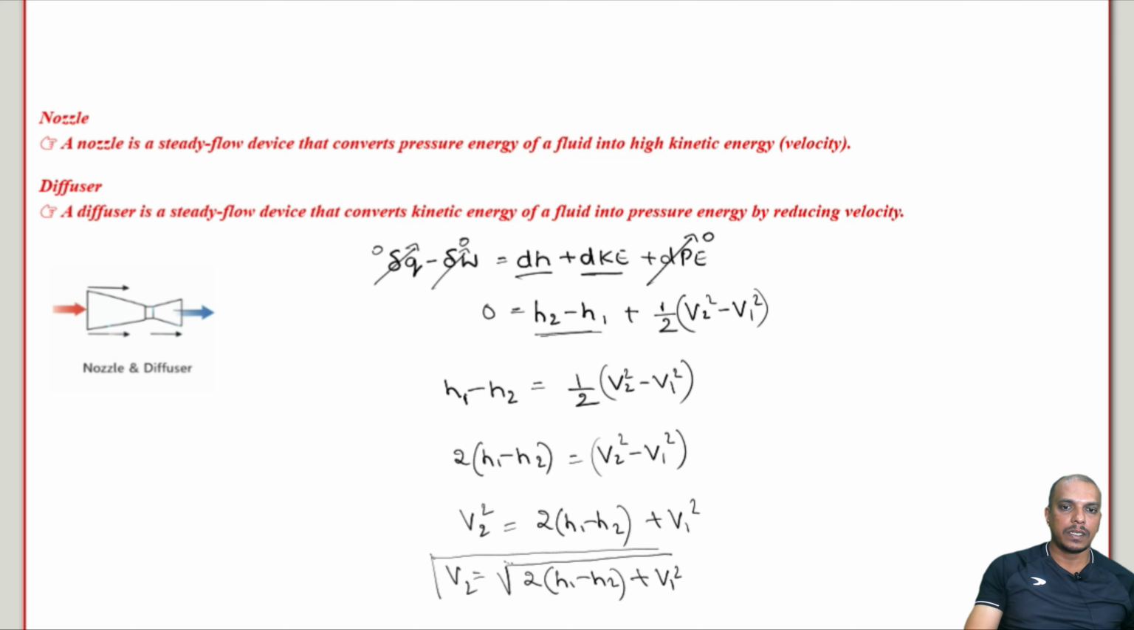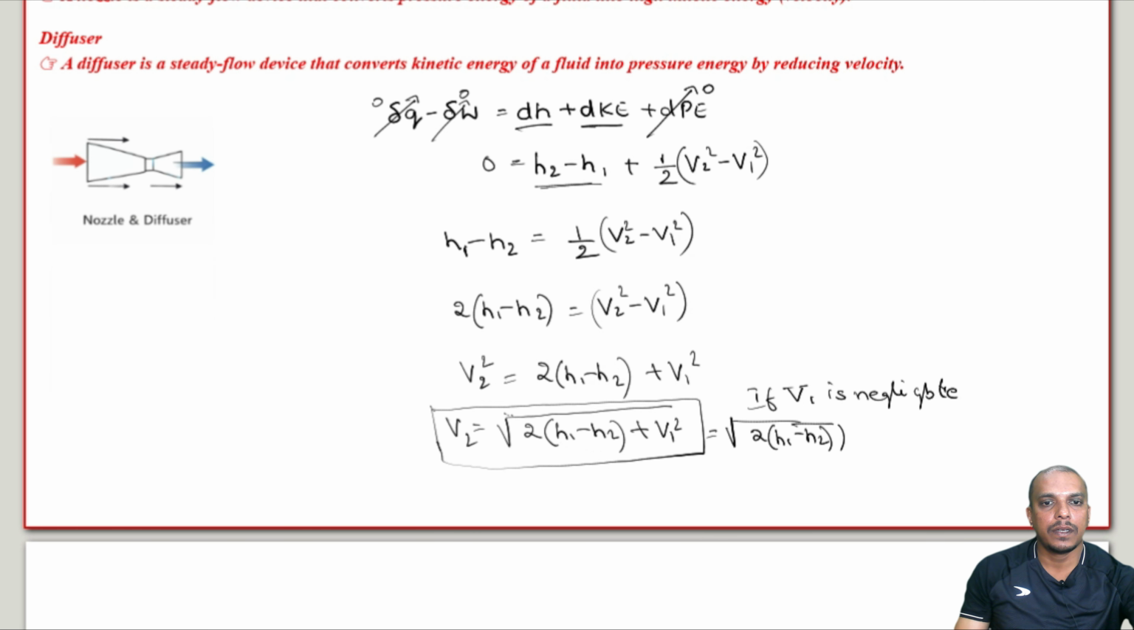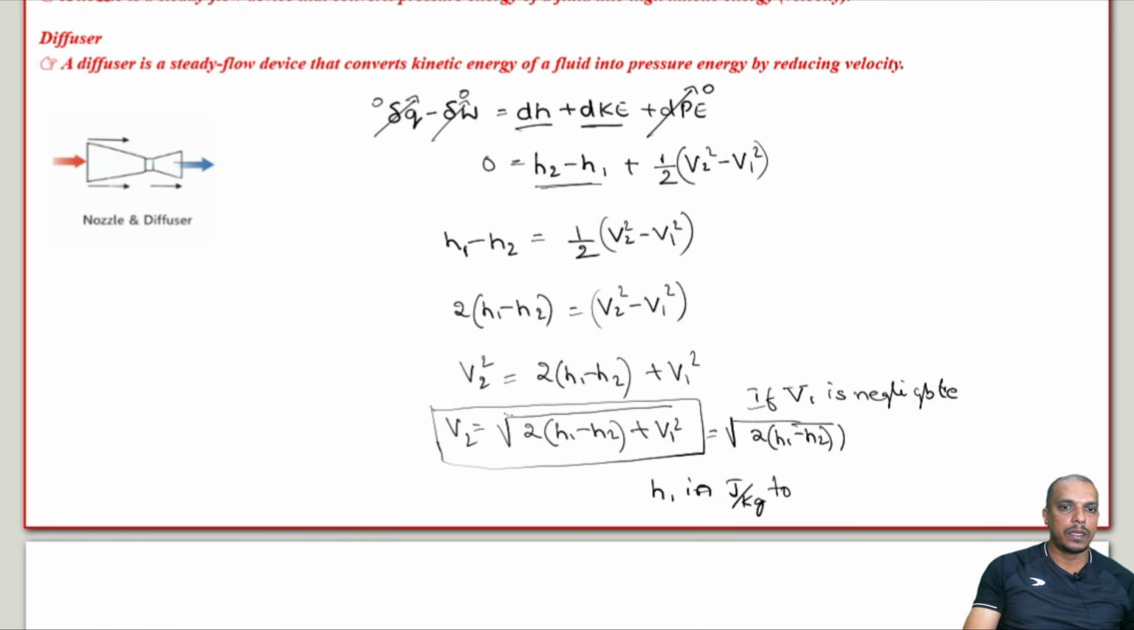In some cases, the velocity at the inlet will be negligible. In that case, if inlet velocity is negligible, we can rewrite this equation as square root of 2 into H1 minus H2. That's it. And very important, the unit of H1 has to be in joule per kg to get velocity in meter per second.